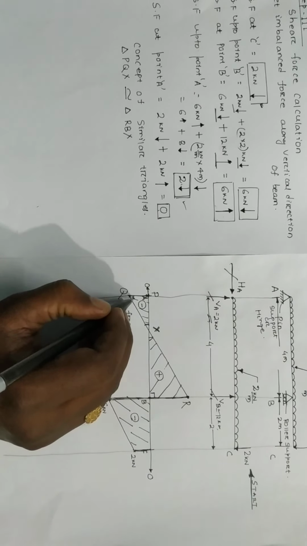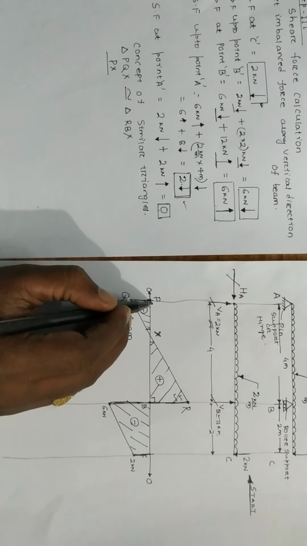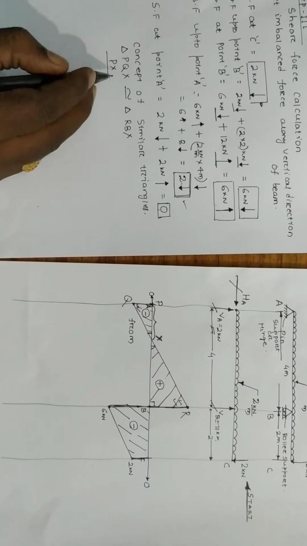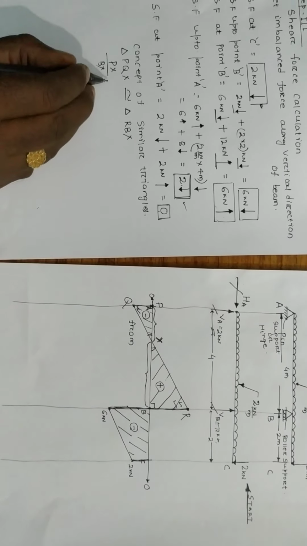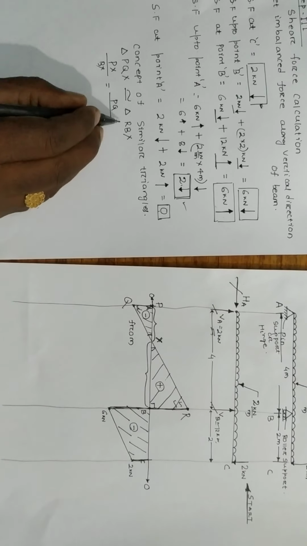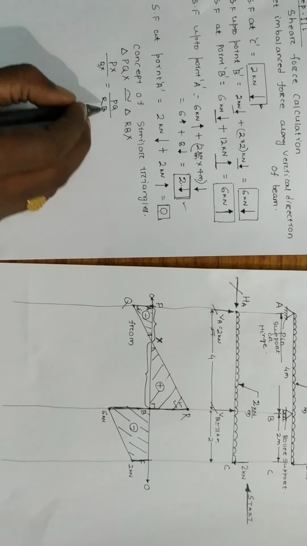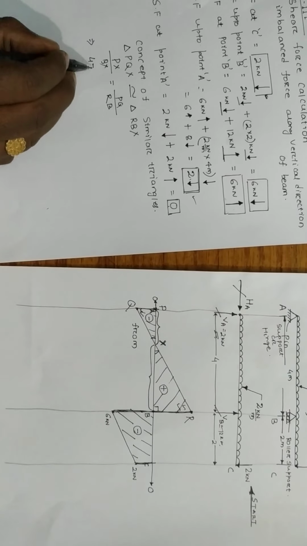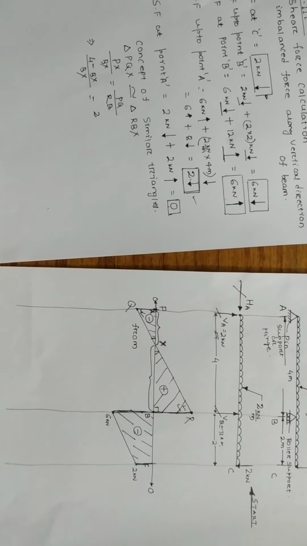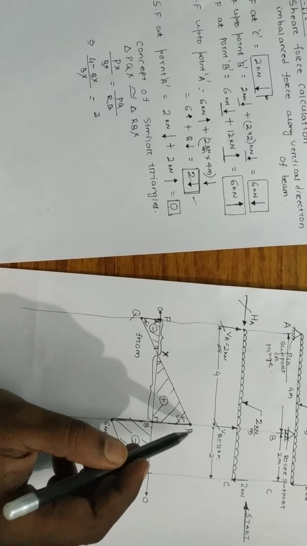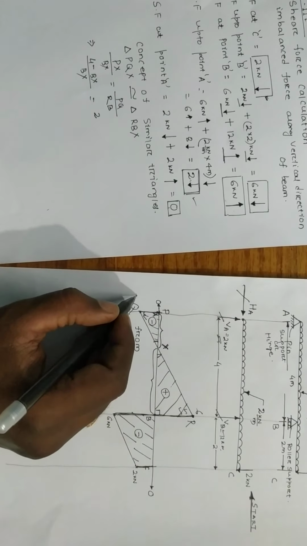Okay, so what can I write? I can write PX divided by BX is equal to PQ divided by RB, or this PX can be written as (4 minus BX) divided by BX is equal to PQ, which is 2, and RB is 6. Here, from point A up to this point, this is 2, divided by RB, which is 6.